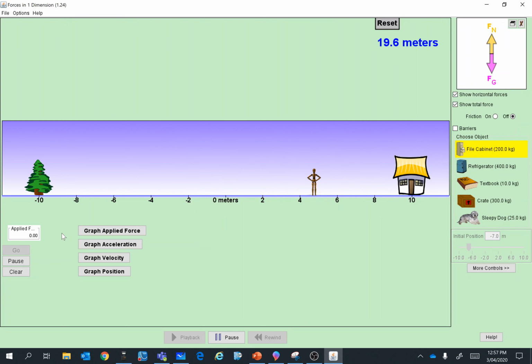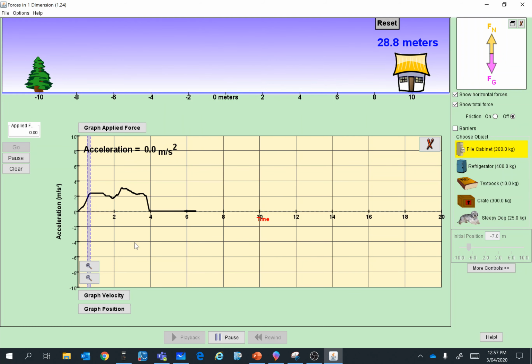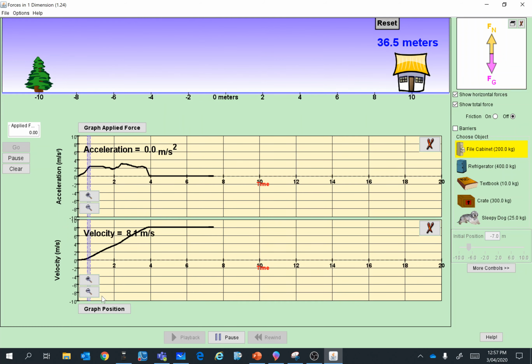Okay, I'm going to show the graph of acceleration and velocity. We know that increasing velocity means we have acceleration. So we can see here that the filing cabinet increased its velocity when we were applying an unbalanced force. And so we can see that the acceleration increased above 0.